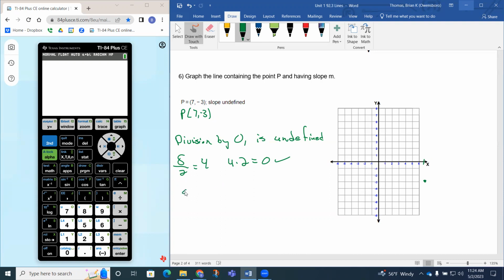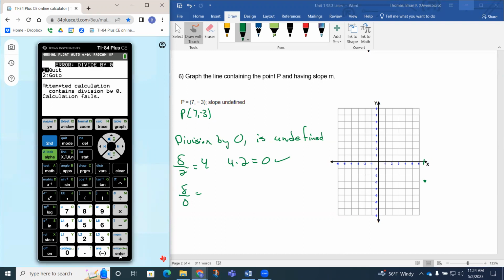Now, if I do 8 divided by 0 on my calculator, you'll see it will actually give me an error. Attempted calculation contains division by 0, calculation fails. So you cannot divide by 0 on a calculator. So the question is, 8 divided by 0 is what? Well, you may think the answer is 0. Well, we just said it can't be 0, but if you want to say it's 0, that's fine.